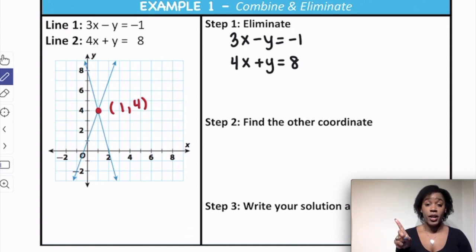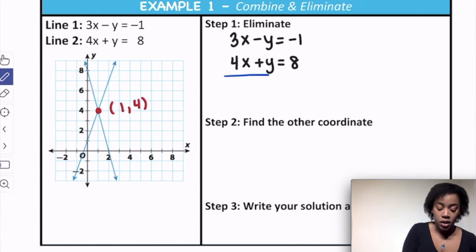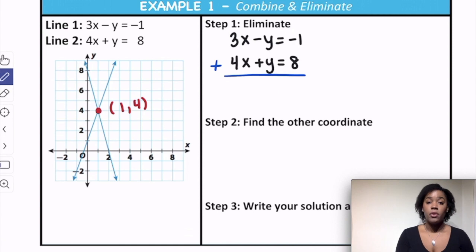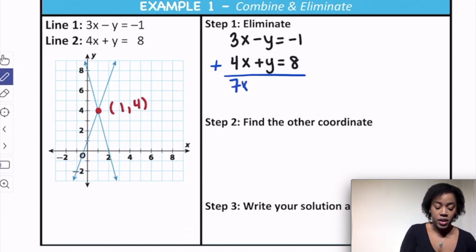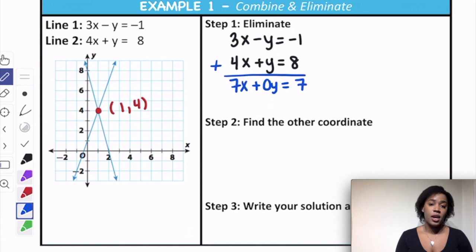We have the same variable, y, the same coefficient, 1, and opposite signs in both equations of the system. So we can combine these two equations. We combine our like terms, so we get 7x plus 0y, which equals 7. Anything times 0 equals 0, so we don't actually have to write plus 0y.